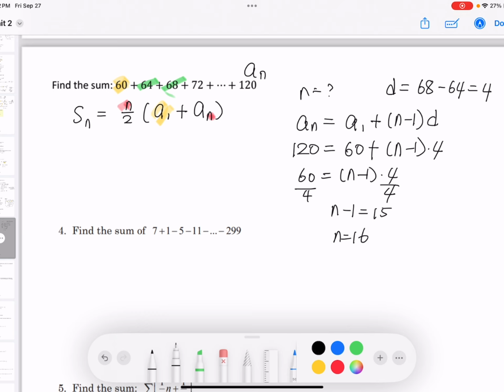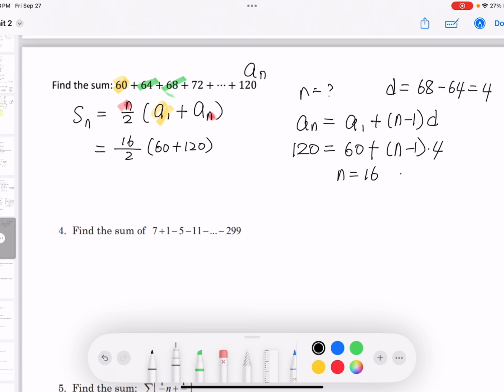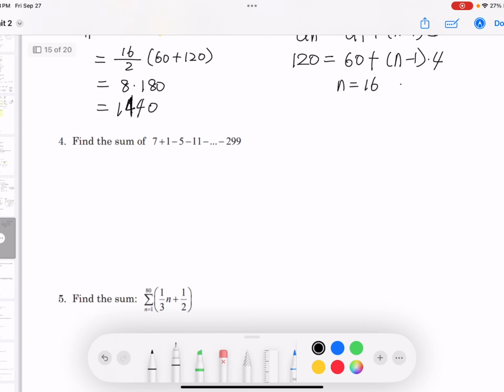We can erase the steps. I just put n is equal to 16 here. Now, I know the n is equal to 16. So 16 over 2 multiplied by 60 plus 120. Now I can find my solution. It is 8 times 180. We can use our calculator to do the computation. 1440. Okay, let's see the next one.